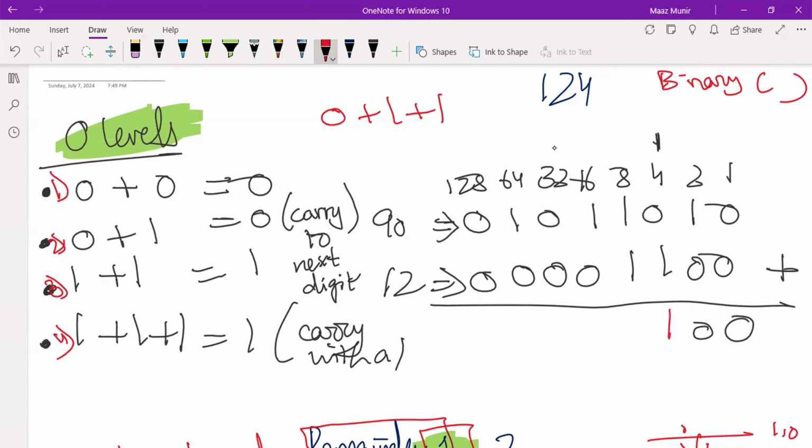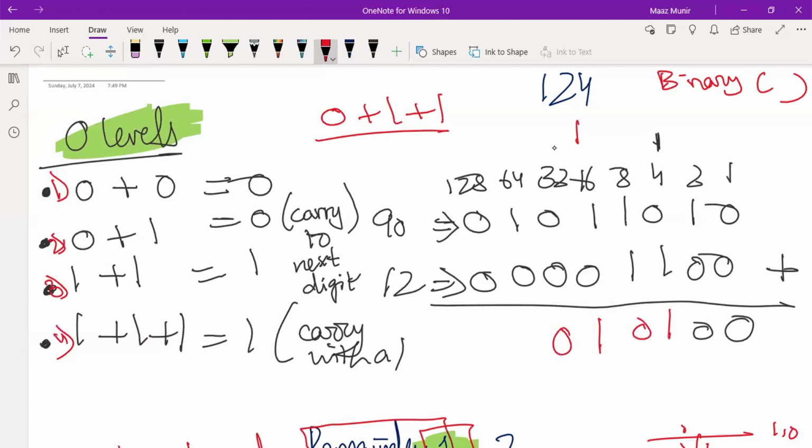Now again, we don't have anything. 1 plus 1, 0 with 1. And again, 1 plus 1 plus 0, same thing up here. 1 plus 1 is going to be 1. 0 plus 0, as per rule number 1, is going to be 0. 1 plus 0.